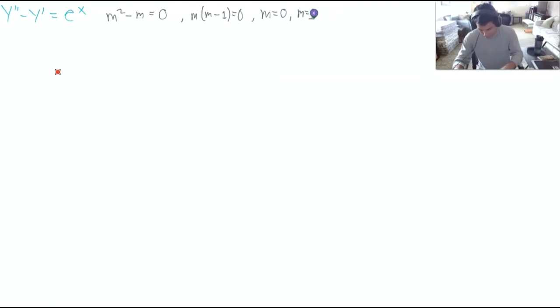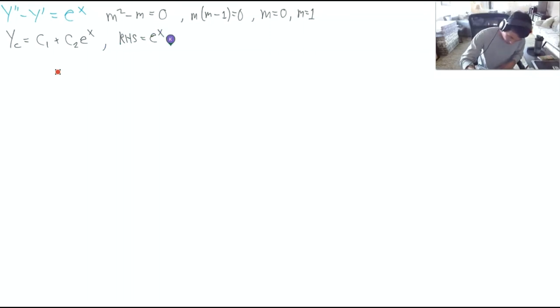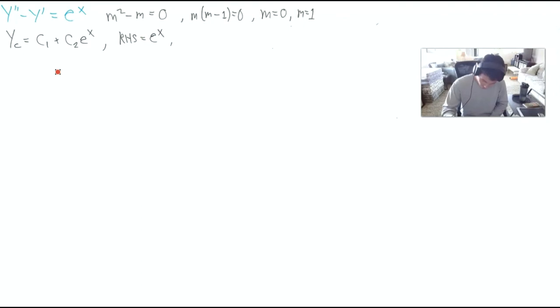Okay, so if that's true, then we can write our complementary solution: yc is equal to c1 plus c2 e to the x. Okay, so that's nice. Well, we need to describe the right-hand side. The right-hand side is equal to e to the x. We can model its solution as yp is equal to a e to the x.